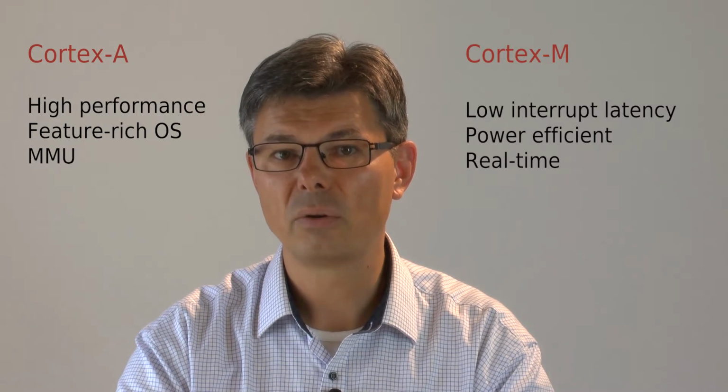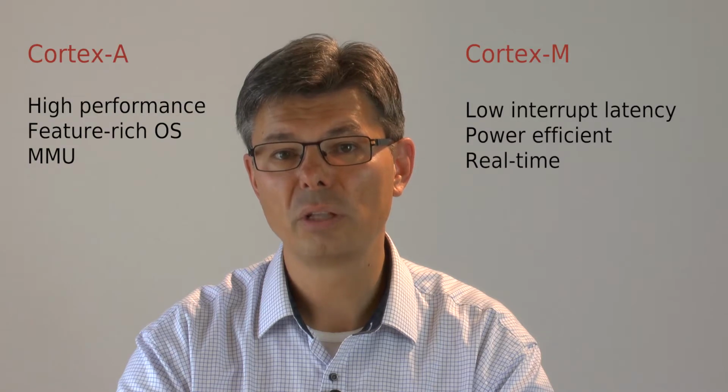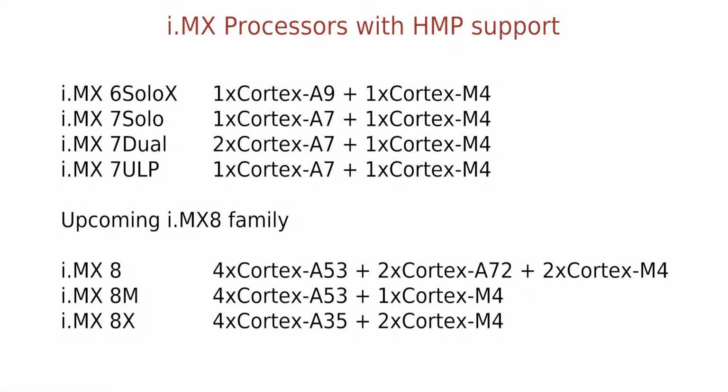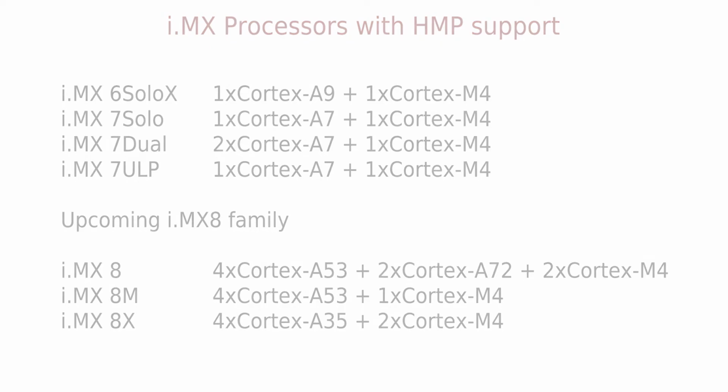To make a broad but still valid generalization, a Cortex-A core is optimized for high performance and running a feature-rich OS like Linux. It has a memory management unit. It has less focus on power consumption and interrupt latency. A Cortex-M core is a microcontroller core that is optimized for low interrupt latency, power efficiency, and real-time applications in general. This is a system architecture seen on many new i.MX processors. Both sides have access to peripherals and system resources.